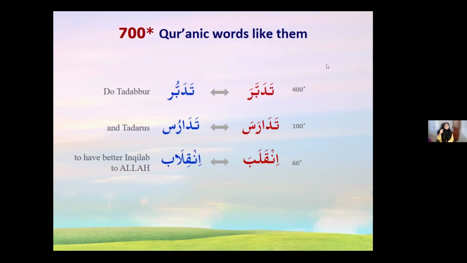Then the next sentence is do tadabbur and tadarus, to have better inqilab to Allah. Tadabbara, tadarasa, inqalaba. So these 8 mazid fi words we have done appear in the Quran almost 9,000 times. Yes, these 8 words are very important, and they are the base. You must know these 8 words very well.